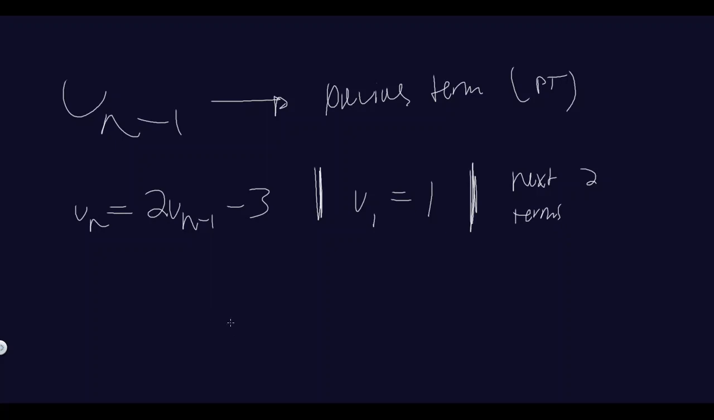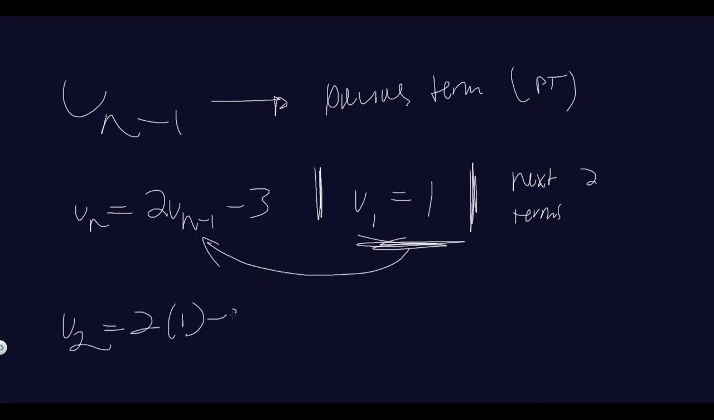Well, this is the beauty of recursive sequences, right? All we have to do is take our previous term, which is given in this problem, and substitute it in the formula to get the next term. So our second term, u_2, would be 2 times 1 minus 3, which would give us negative 1.